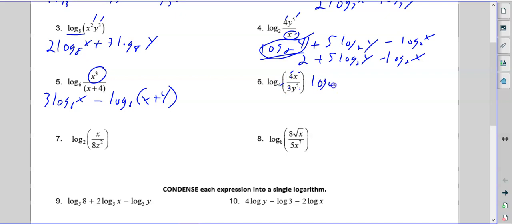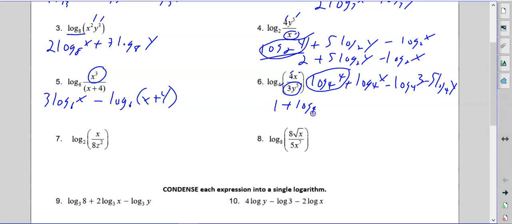So we have log 4 of 4 plus log 4 of x. Now, you're going to subtract each of these. They're both going to be minus because they're both in the bottom. So log 4 of 3 minus, put the 5 out in front, log 4 of y. And the only thing that's going to be simplified is this. 4 to what power is 4? Well, that's 1. So we end up with 1 plus log 4 of x minus log 4 of 3 minus 5 log 4 of y.